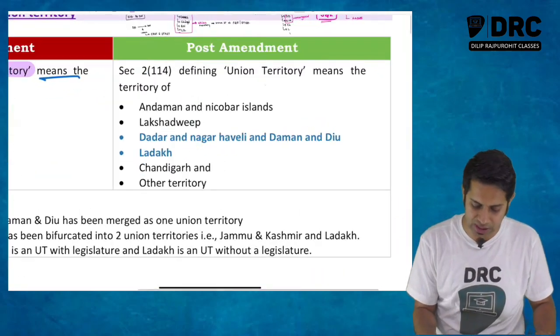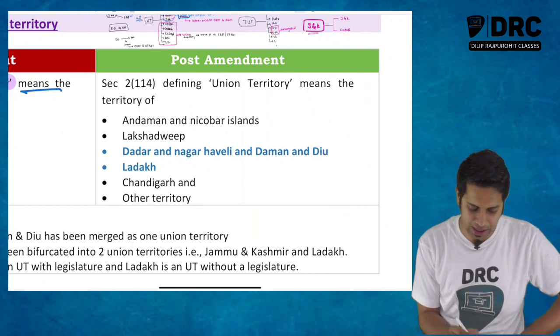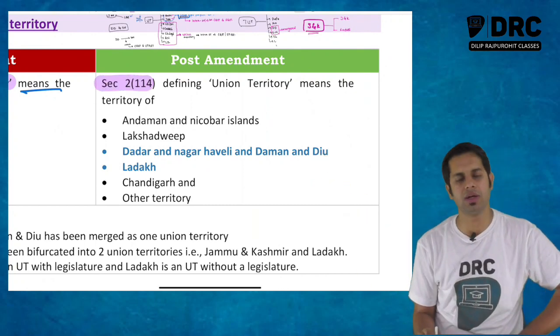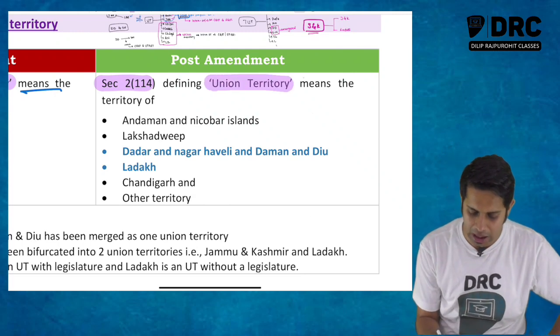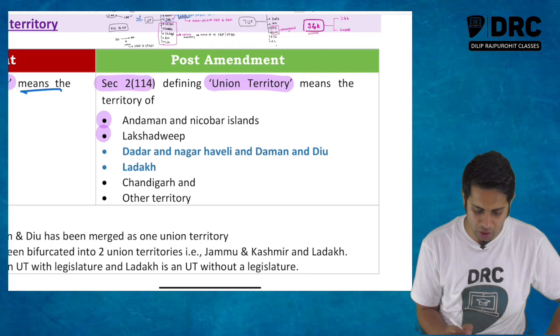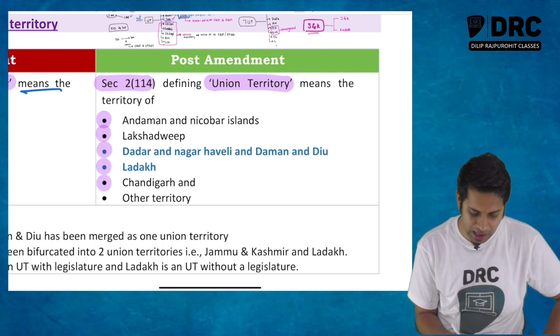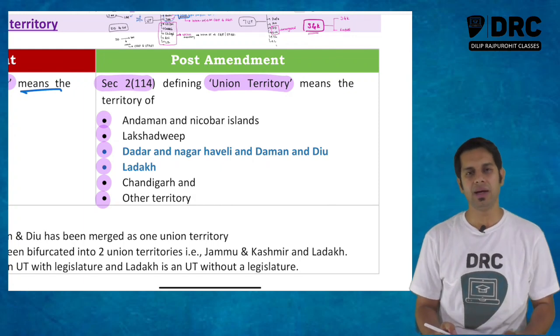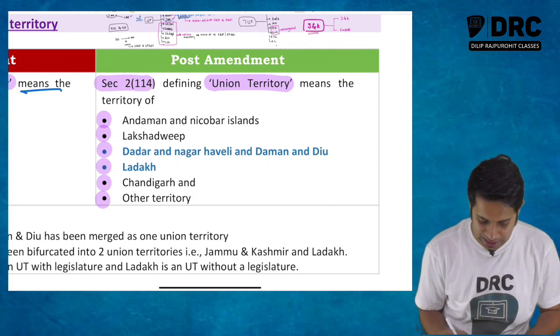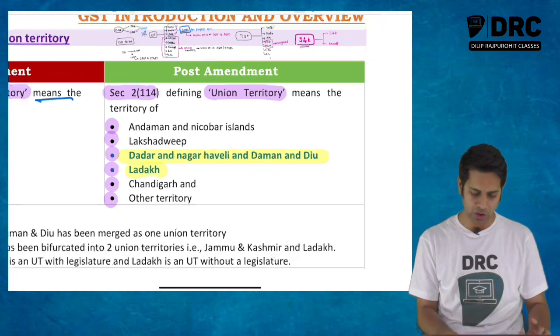Post amendment, what is the definition? See that blue color, whatever I have written, that is the amended portion. Section 2, clause 114, defining union territory means the territory of Lakshadweep, Andaman Nicobar, Dadra and Nagar Haveli and Ladakh, Chandigarh and other territories. So Ladakh is the new entry over here, and Dadra and Nagar Haveli has been merged into one particular union territory.